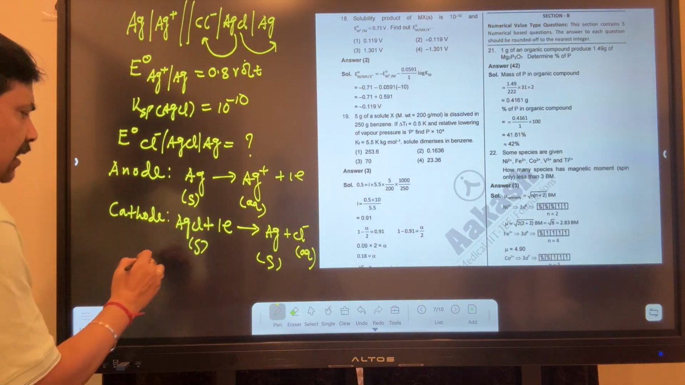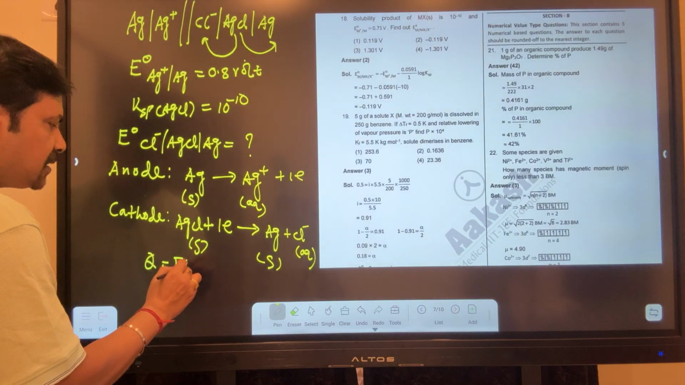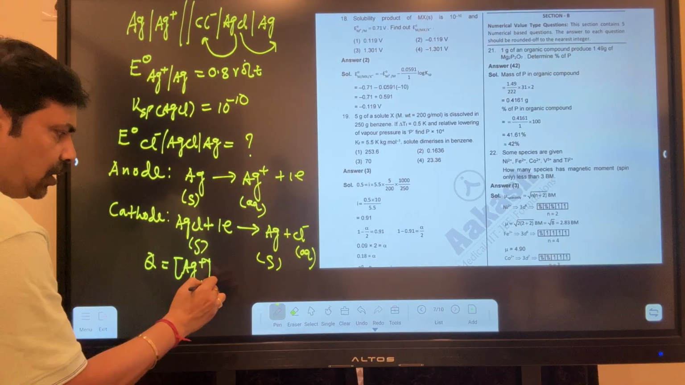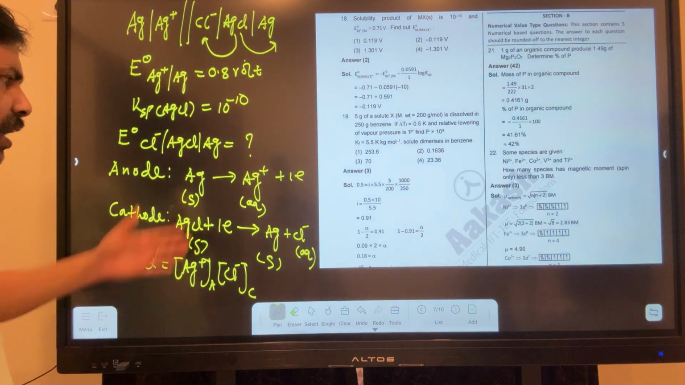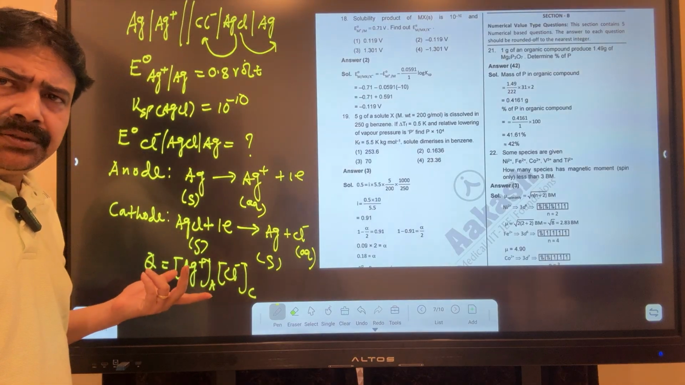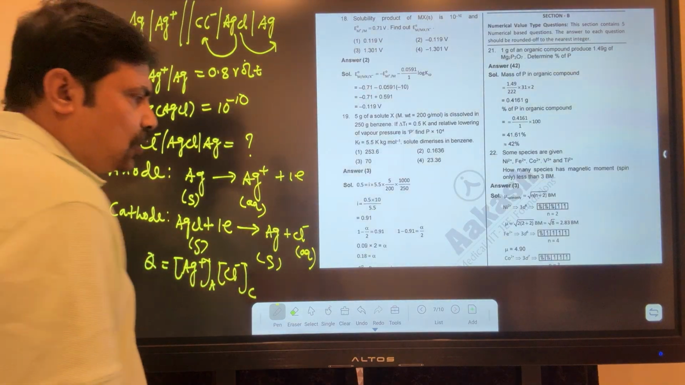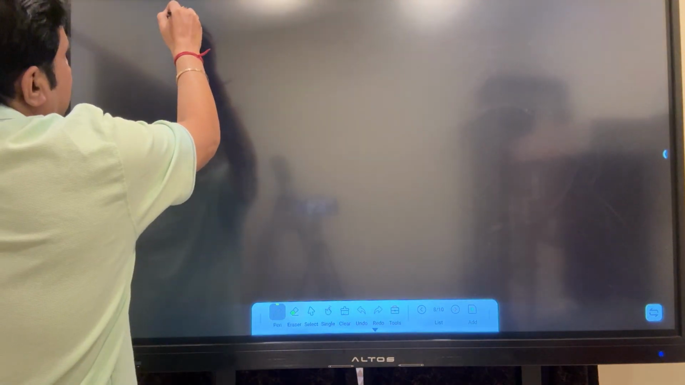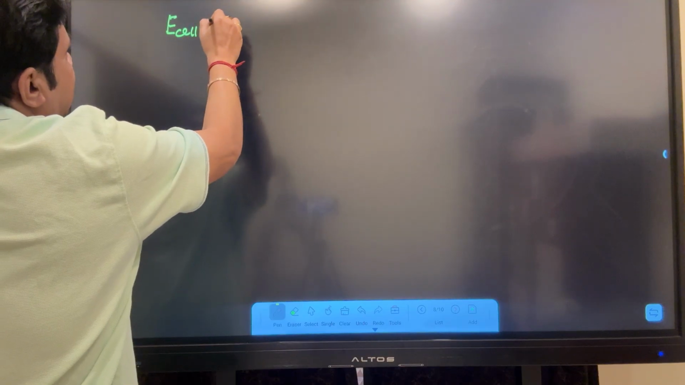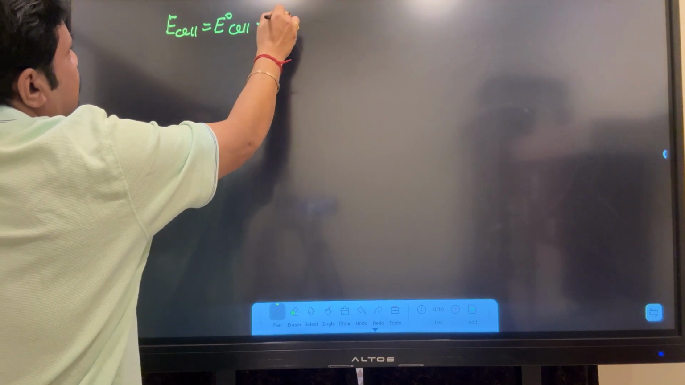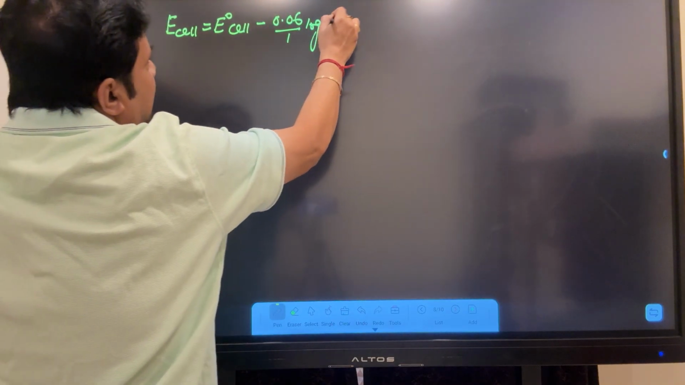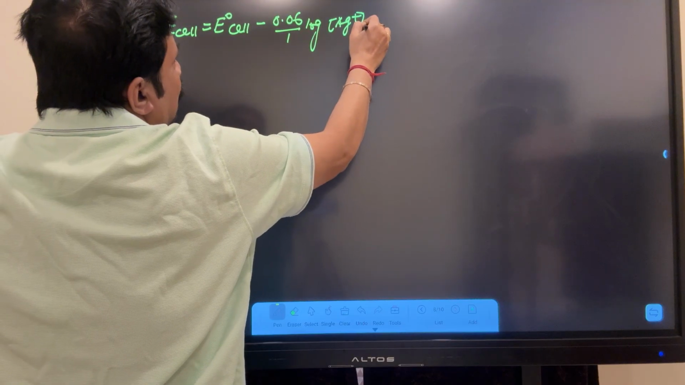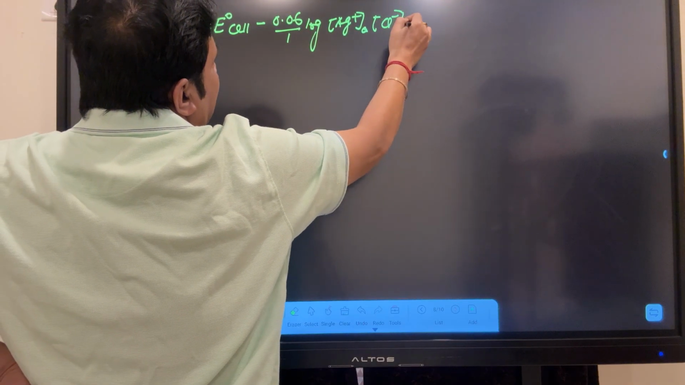Now if I write the Q expression, Q equals the silver ion concentration at the anode into the chloride ion concentration at the cathode. All other species are solids, so there is no issue. This is your Q. Now come to the next page, then we can explain it very nicely. Using the Nernst equation, E cell equals E naught cell minus 0.06 by n, with 1 electron change, log of Q, that is log of the silver ion concentration at the anode into the chloride ion concentration at the cathode.